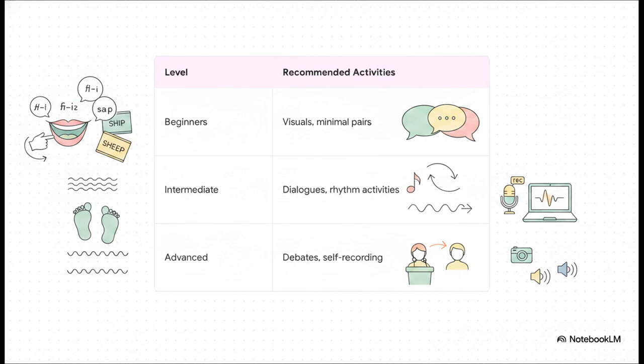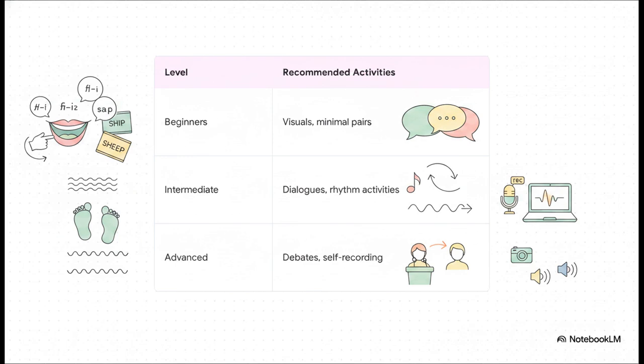For absolute beginners, it's all about foundations. You lean heavily on visuals, repetition, physical gestures, basic minimal pairs, and short, rhythmic chants. As they progress to the intermediate level, things get more complex. You introduce longer dialogues, role plays, and dedicated sentence stress activities. And finally, for advanced learners, you bring in the real world. Think authentic videos, formal debates, oral presentations, or even having them record their own podcasts so they can self-analyze their pronunciation against native models.